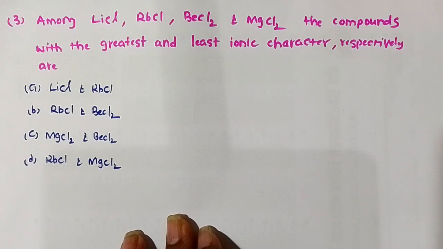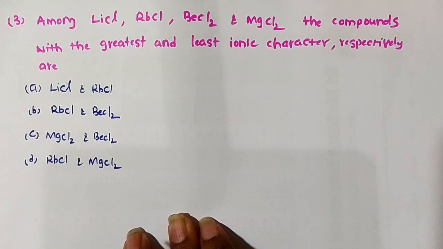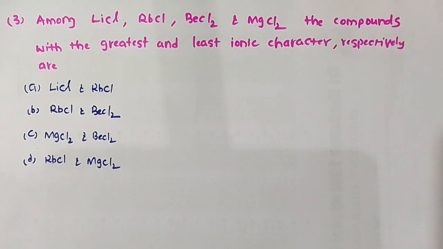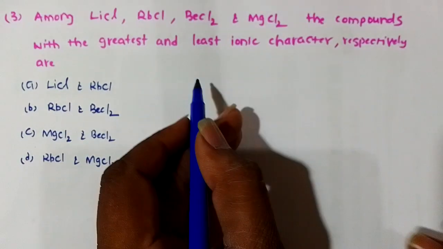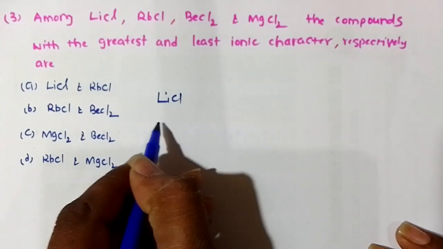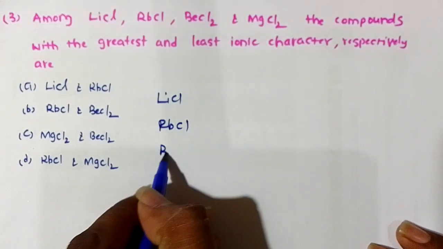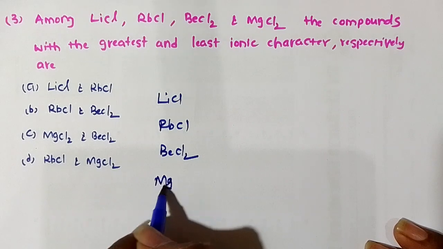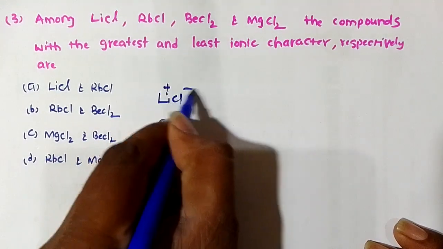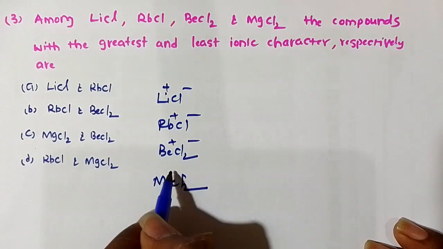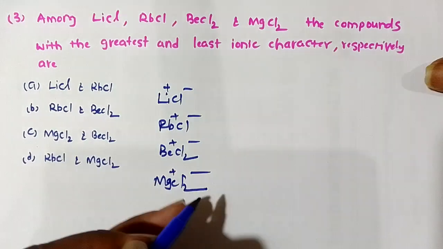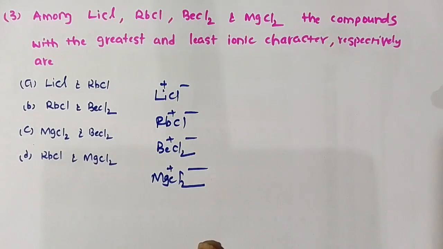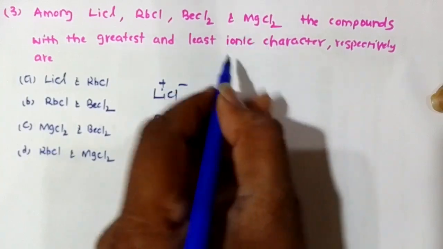Among LiCl, RbCl, BeCl2 and MgCl2, find the compounds with the greatest and least ionic character respectively. Greatest means more ionic character, and we also have to find the least ionic character. Given LiCl, RbCl, BeCl2, MgCl2. Cation, anion, cation, anion, cation, anion, cation, anion. Now all anions are the same and cations are different, and we have to find out ionic character.